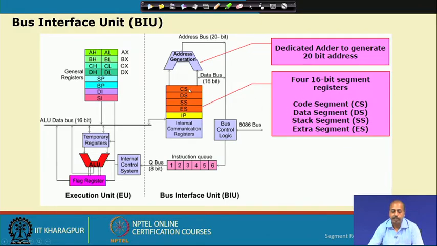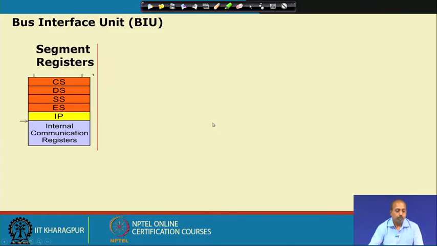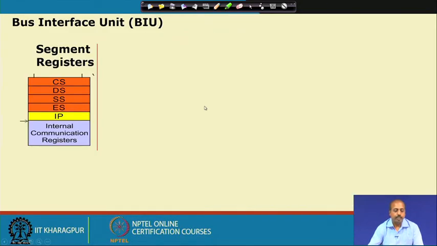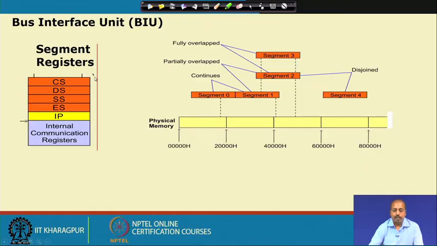So, they are called segment registers. CS is called the code segment register, DS is called the data segment register, SS is the stack segment register, and ES is the extra segment register. We will be looking into more detail of these segment registers and how they generate the address.